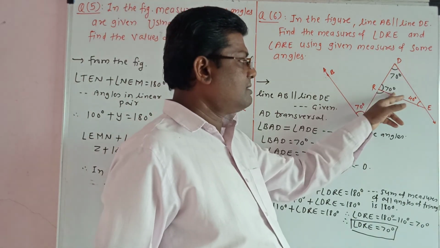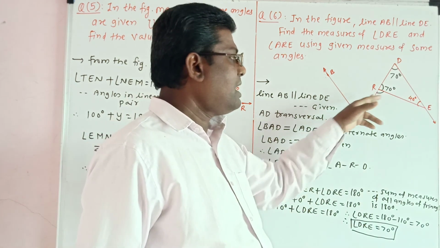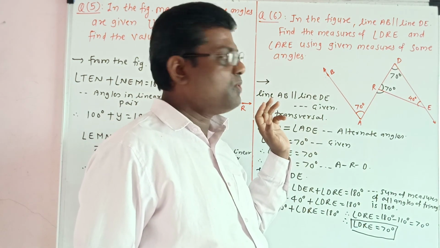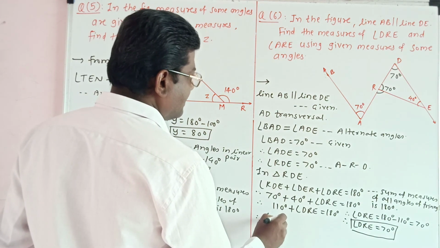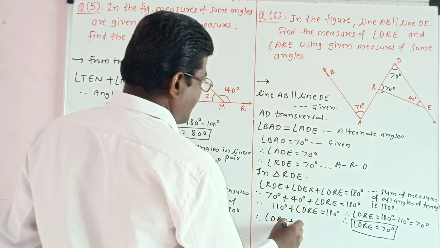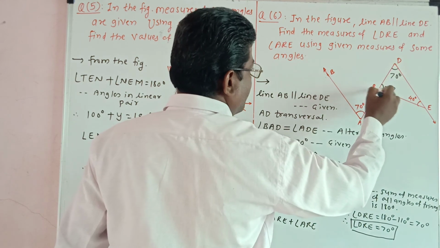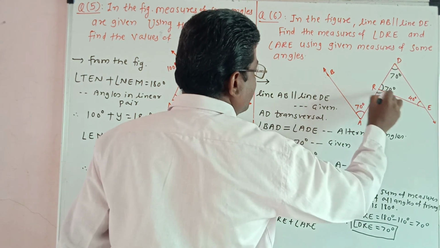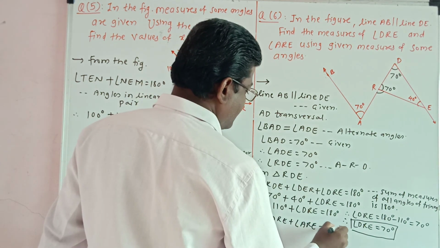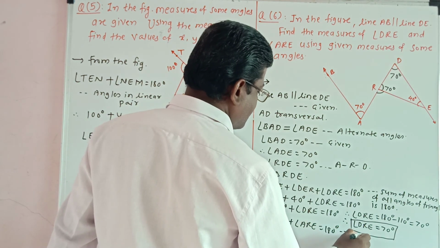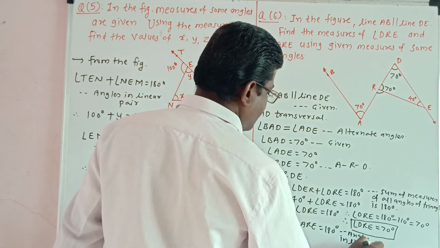Now these two angles are angles in linear pair. We know that sum of angles in linear pair is 180 degree. Therefore, angle DRE plus angle ARE, these two angles is equal to 180 degree. Reason is angles in linear pair.